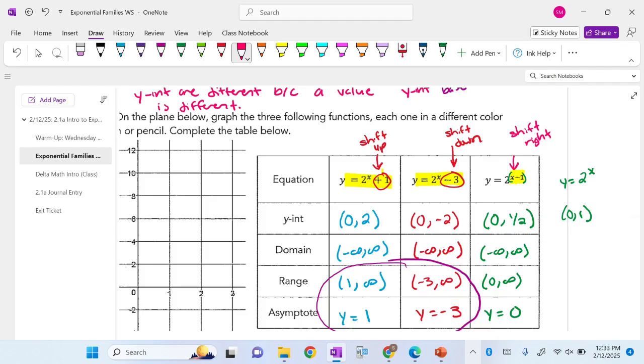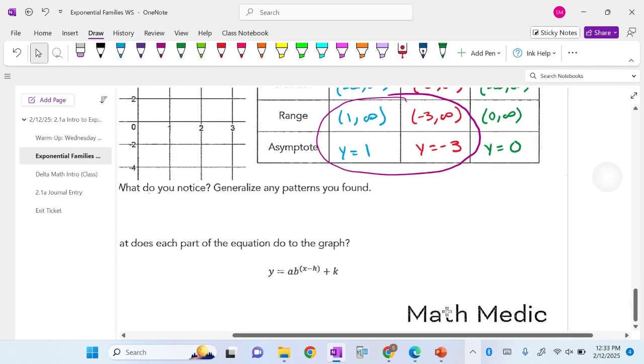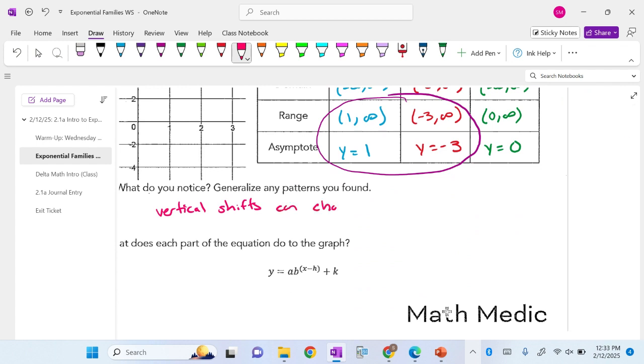So vertical shifts can change your asymptote. Vertical shifts can change your range and asymptote. All right, very important to note that.